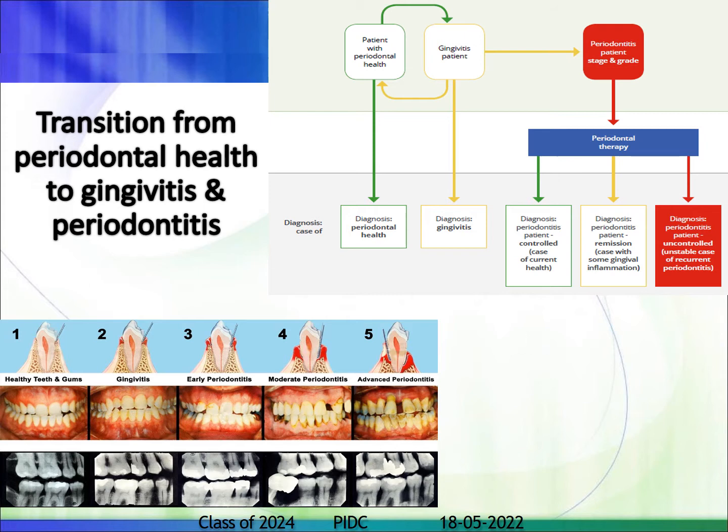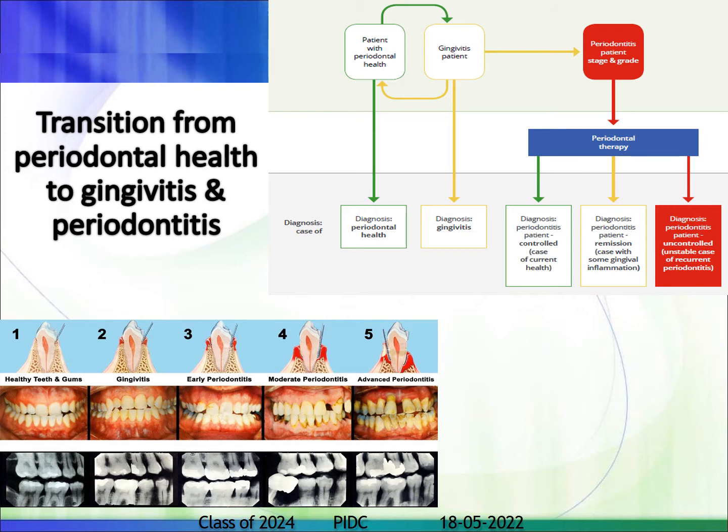If the patient is given proper periodontal therapy, then he tends to revert back to a patient with good gingival or periodontal health. But if he does not maintain it well, then he goes into the red zone, wherein the periodontitis patient has an uncontrollable or unstable case of recurrent periodontitis.